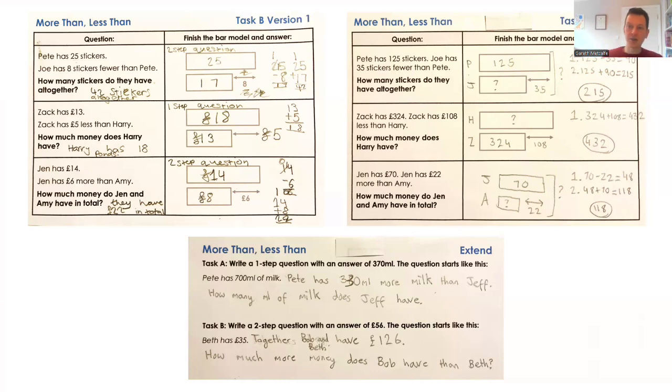Whereas Task B version 2, there's a little bit more challenge, specifically in the calculation, but we're still problem solving in all instances. And then in the Extend task, children have to create their own examples, looking at building 1-step questions and then 2-step questions that follow the same structure. So I hope that helps to show how to use this task, but also the generic task structure for the Deconstructing Word Questions resources.